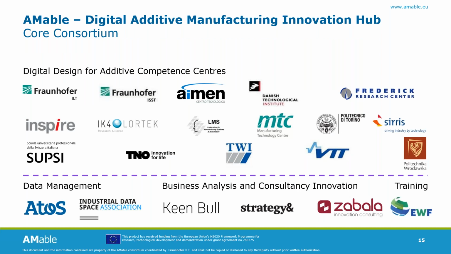This is the team of competence centers that currently stand together. On the top, there's the technology centers. On the bottom, there's the data management and business analysis and consultancy branches. And on the very right, there's the training support organization, so EWF. They're providing the training framework in order to have a sorted approach on knowledge creation.